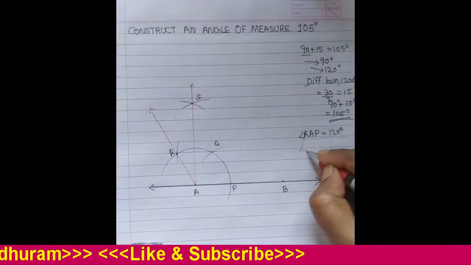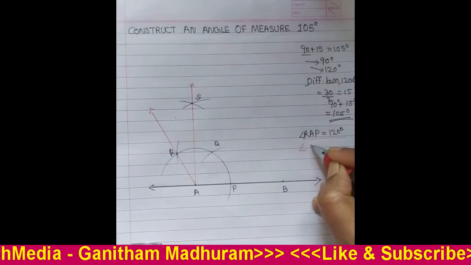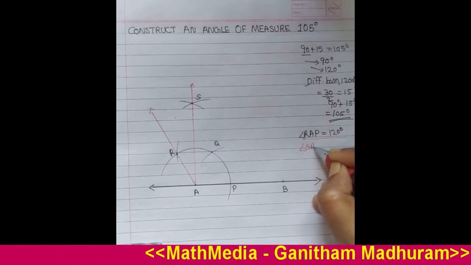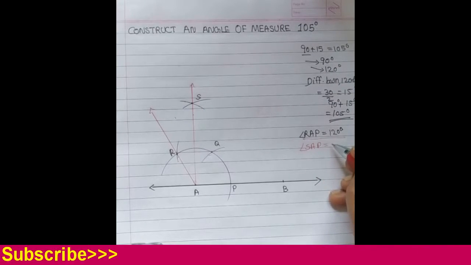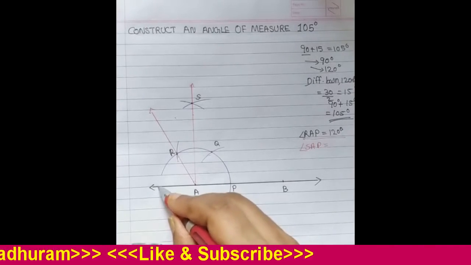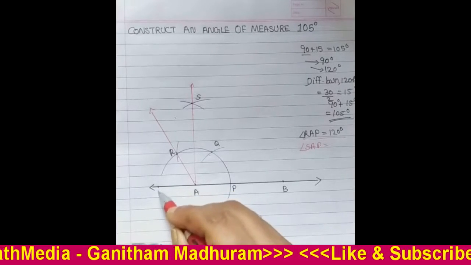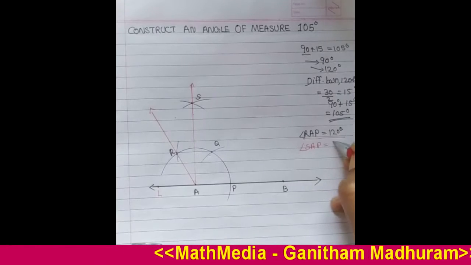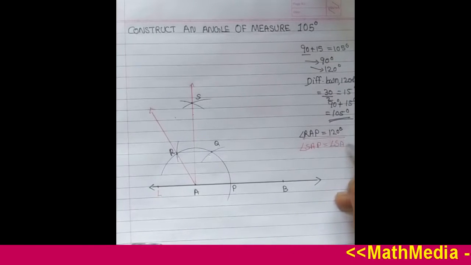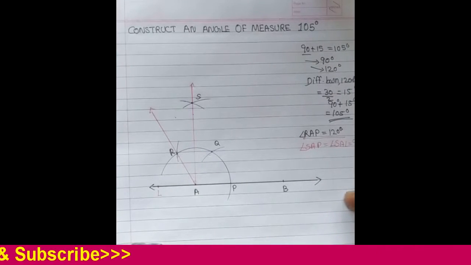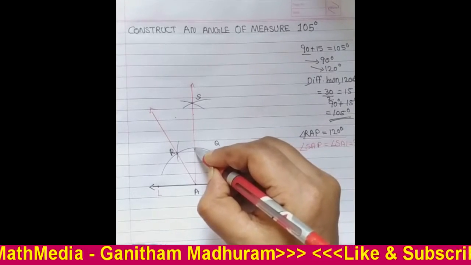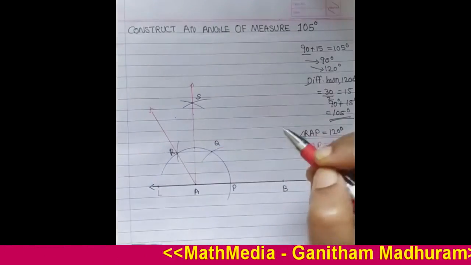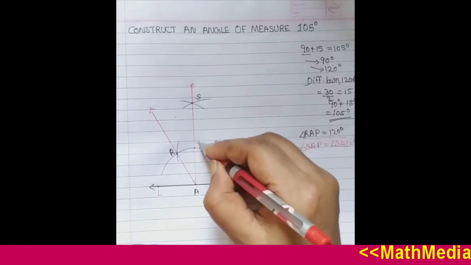Now angle SAP equal to 90 degree. Here if you are marking a point L, angle SAL, that is also equal to 90 degree. Now see here, we can mark a point. We can mark it as T.